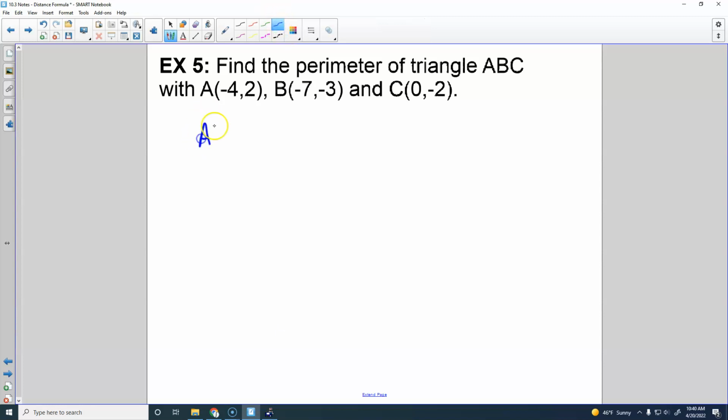So I'm going to look at AB first. Okay. So I'm going to use distance formula. Let me write it down here.